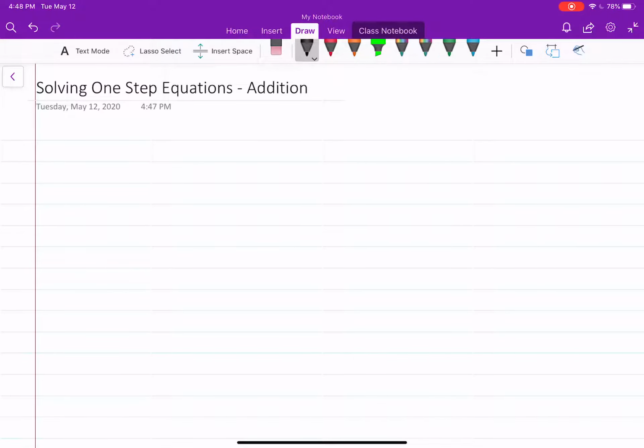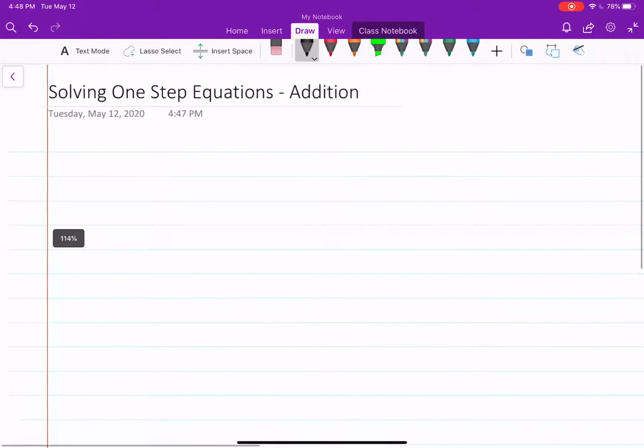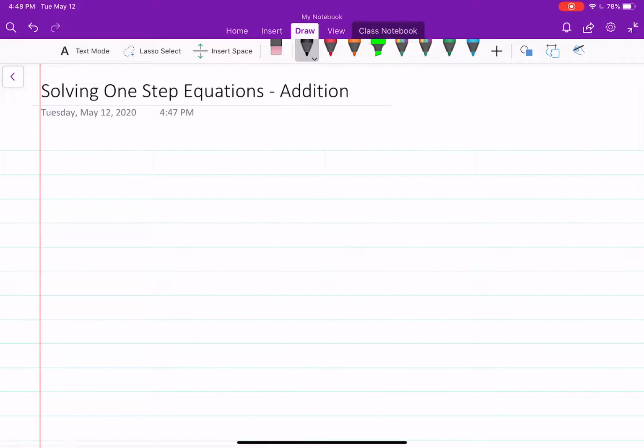All right, today we're talking about solving one-step equations, but only the addition aspect of it, okay? So with that being said, the first thing I want to talk about is the opposite operation and the additive inverse. When I talk about operations, I'm talking about addition, subtraction, multiplication, and division.